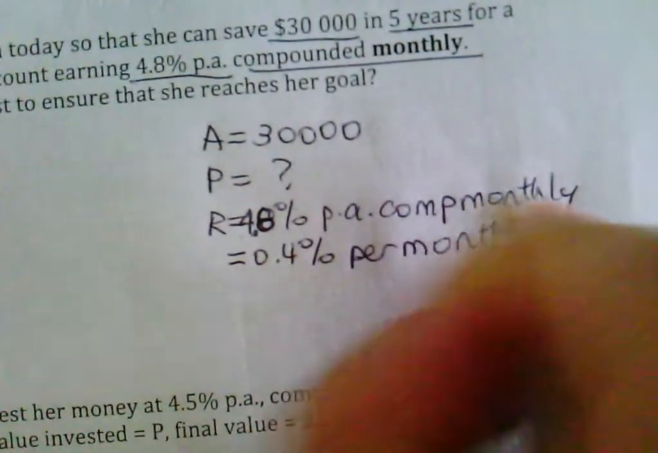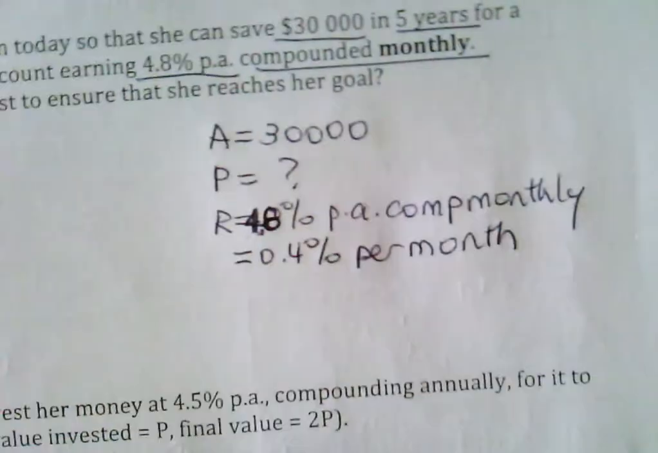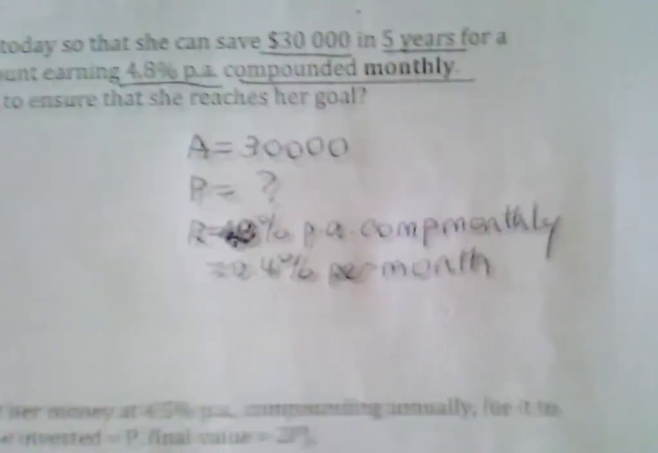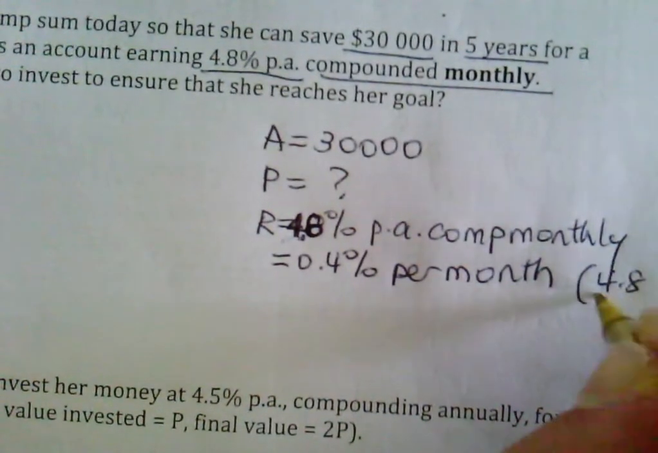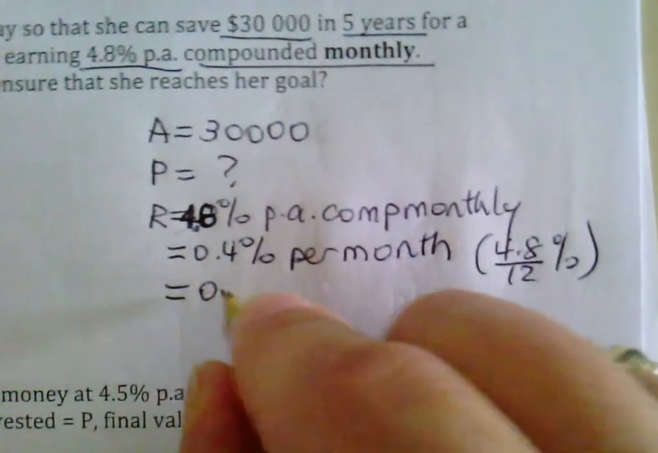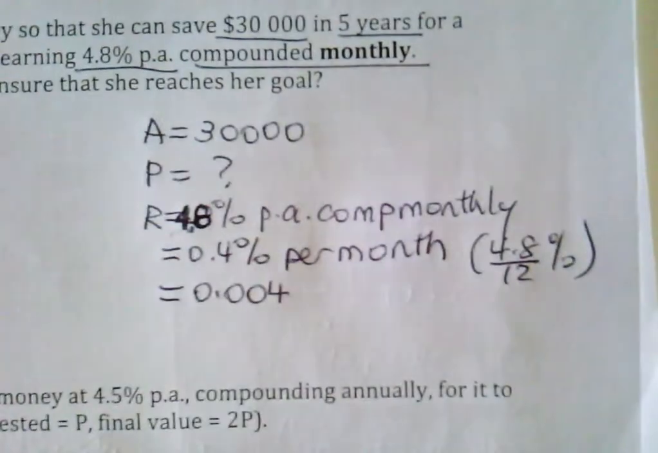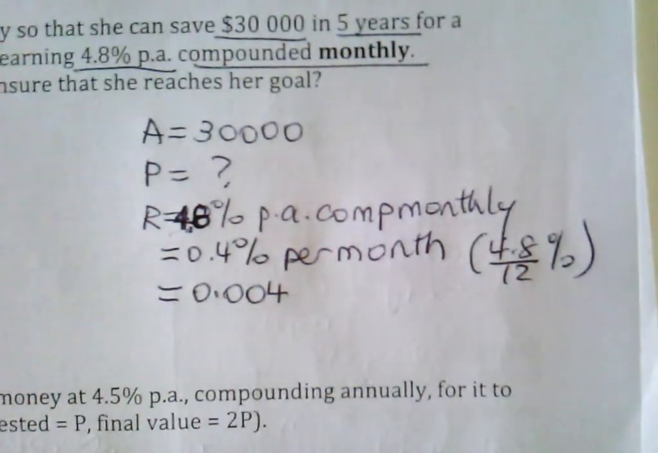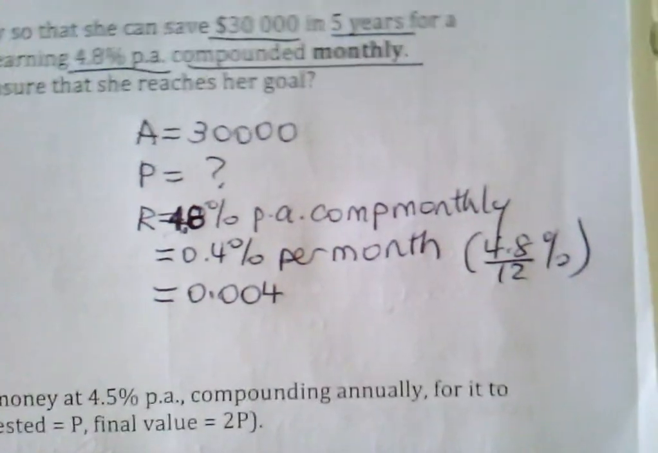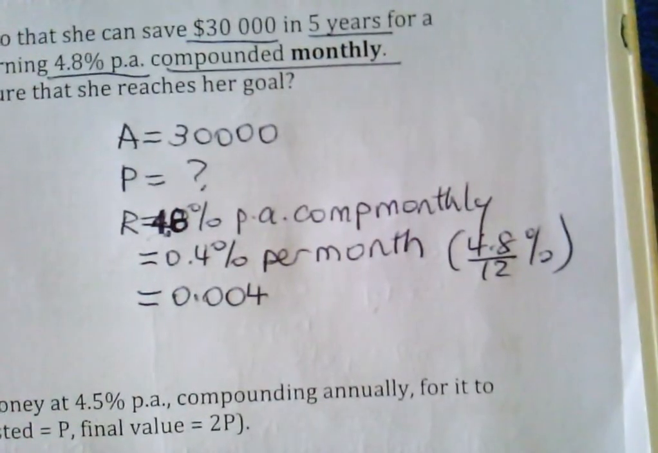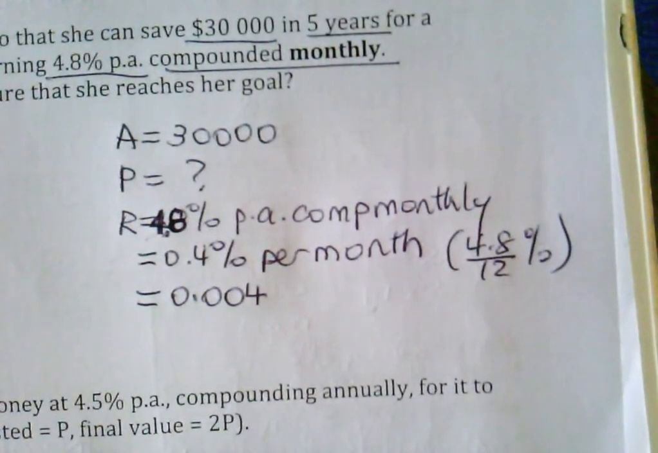Do you know where I got that from? I divided it by 12. So you go 4.8 divided by 12. What have you got to do with that amount still? Have I divided it by 100? So it's 0.004. Please, it's 4.8 over 12. You still need to divide it by 100. So you should really just get your calculator and go 4.8 divided by 12 divided by 100. Got it? Don't think 0.4 is small enough.